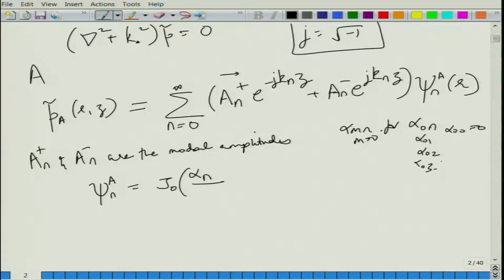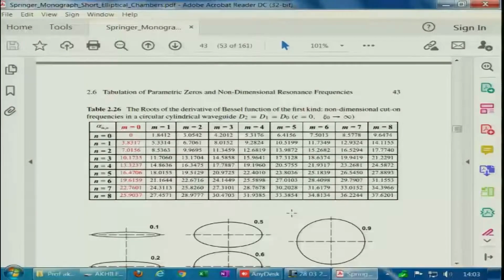So, based on the monograph that I have shown, let me just show to you the Springer monograph, the table. In this table, where I am pointing my mouse at, the values shown in red are all axisymmetric modes. These are the resonance frequencies of the circumferential modes, and from here onwards, for m not equal to 0, m equal to 1 onwards and n equal to 1 onwards, you have your cross modes.